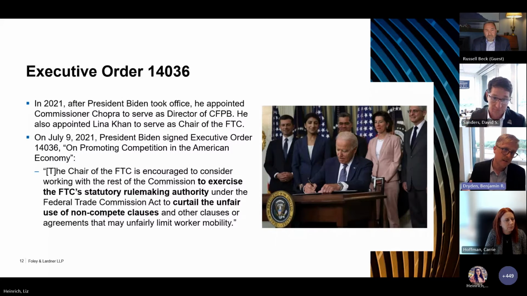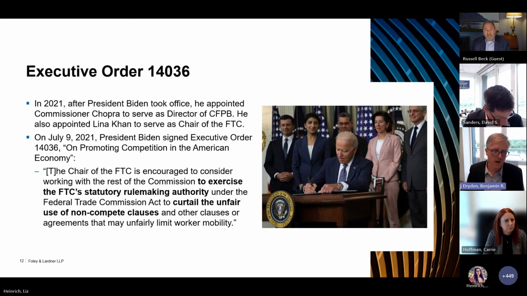Next slide. And we all know what happened. The election happens. Biden takes office. Biden appointed Commissioner Chopra, the co-author of the paper, to serve as director of the Consumer Financial Protection Bureau, but he appointed Lina Khan to serve as the chair of the FTC. And about 3 weeks after Khan was appointed as chair, the president signed an executive order on promoting competition in the American economy.